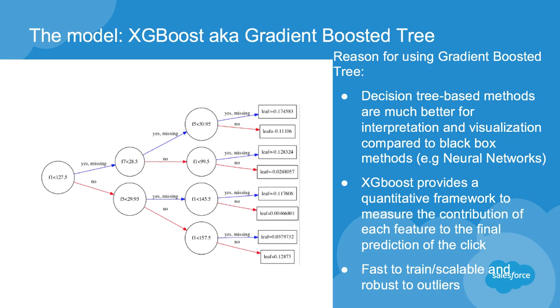I chose XGBoost for the following reasons. These decision trees are much better for interpretation and visualization compared to black box methods. A decision tree model such as XGBoost provides a quantitative framework to measure the contribution of each feature to the final prediction of the click. XGBoost is fast and scalable, as well as robust to outliers.